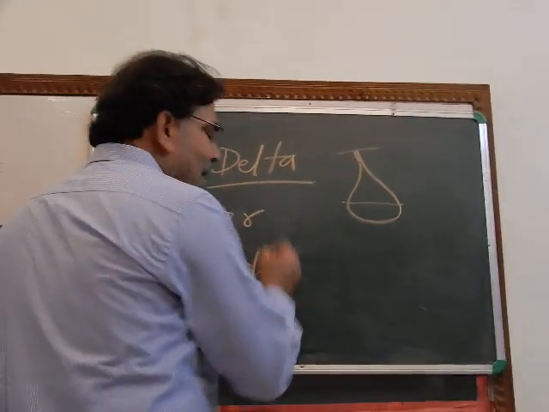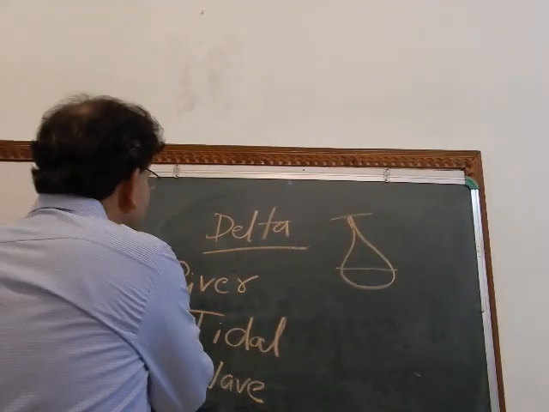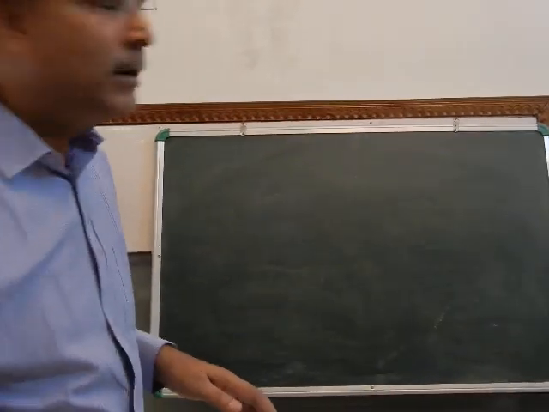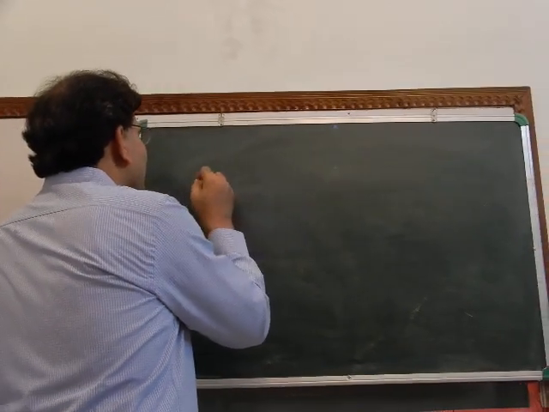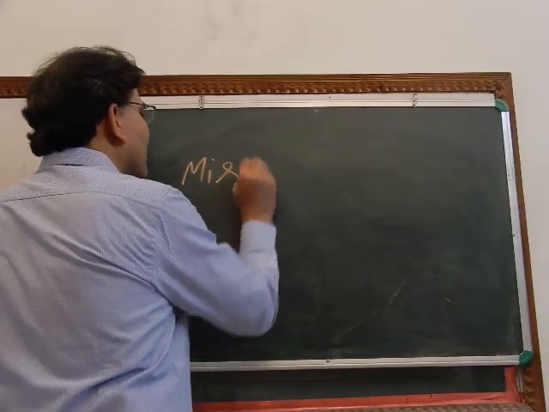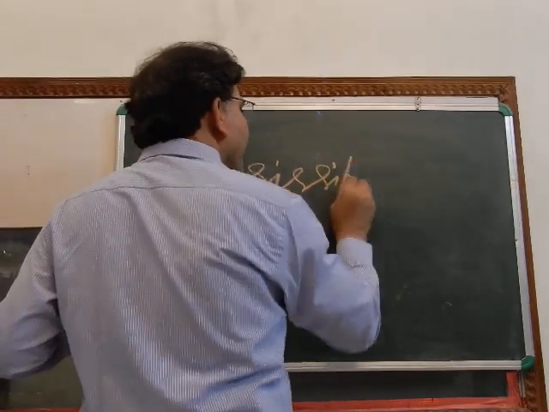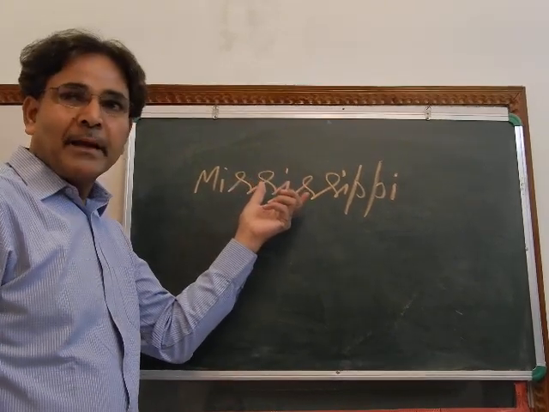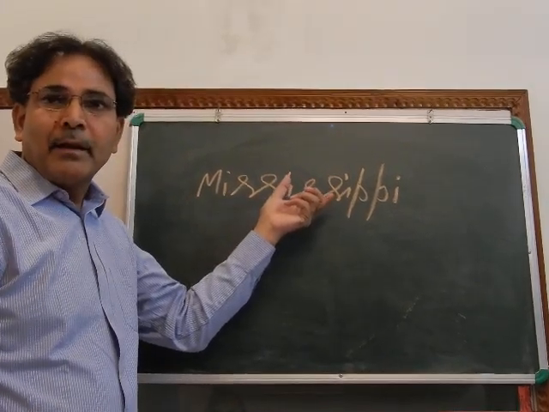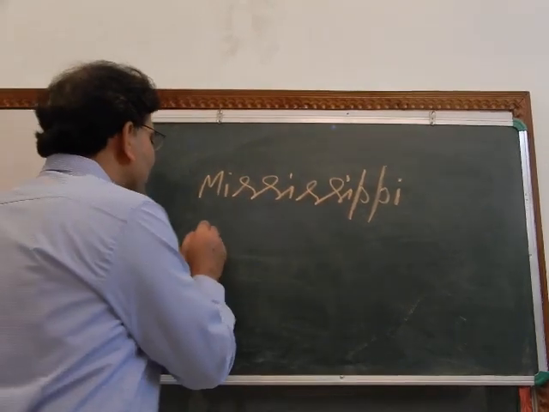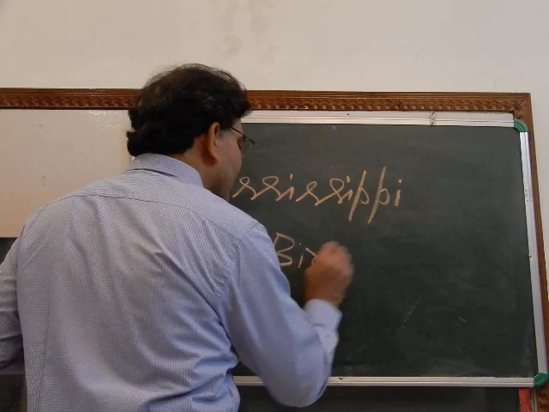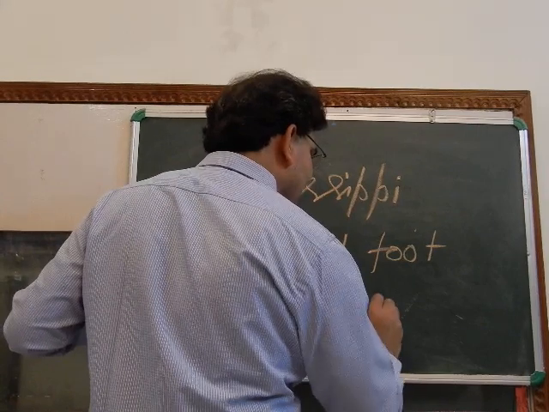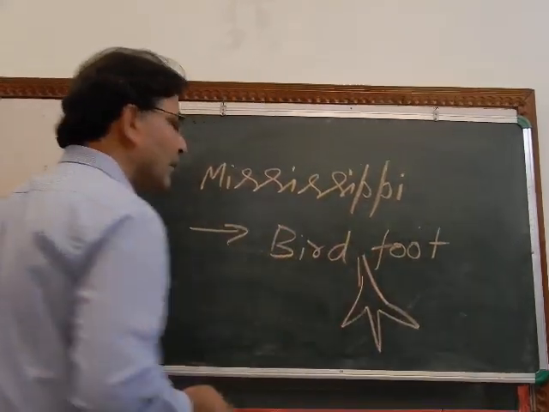The most important example of a river dominated delta, in which riverine processes play the most important role, is the Mississippi. The Mississippi is a river of North America. It drains into the Gulf of Mexico, and the delta of the Mississippi, which is river dominated, is known as the bird foot delta because it looks like a bird's foot. That's why it is known as the bird foot delta.